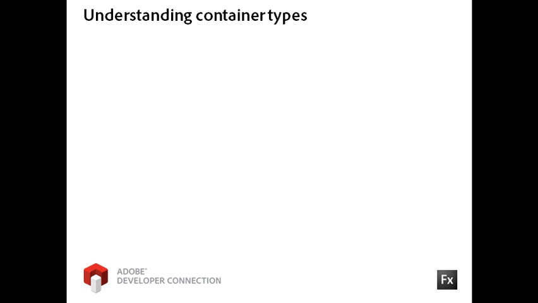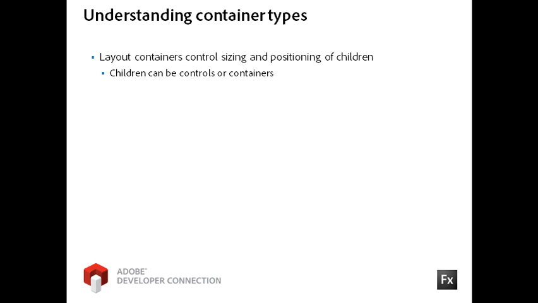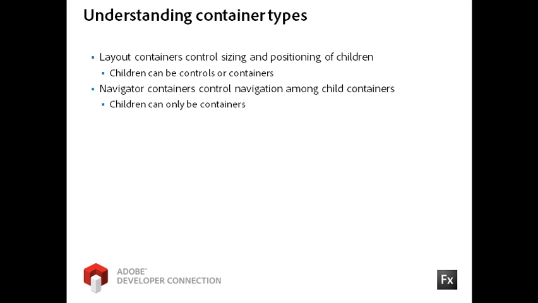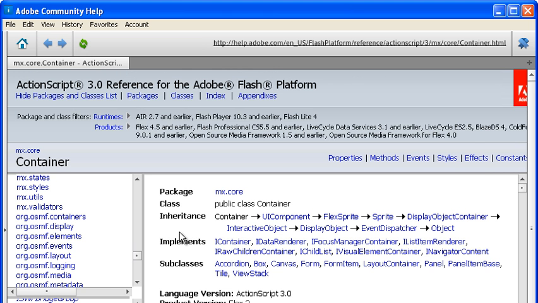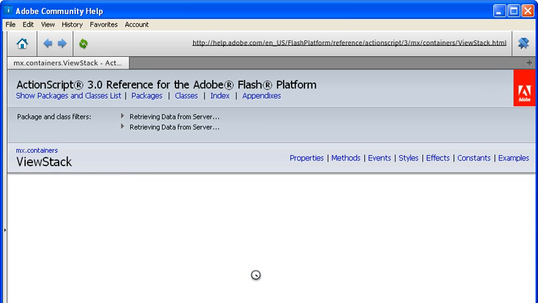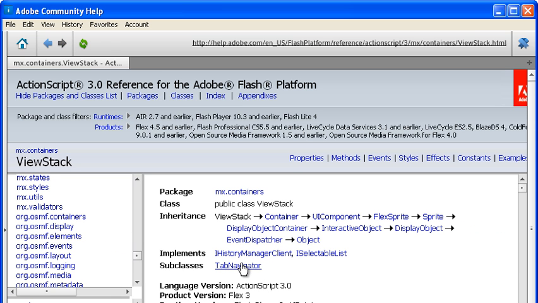There are two types of containers, layout and navigator containers. Layout containers are used to control the sizing and position of their children, which can be controls or other containers. Navigator containers, on the other hand, control the navigation among child containers. Their children can only be containers, not controls. The MX Navigator containers are subclasses of the container class, and they do not currently have Spark equivalents. In this video, you will learn how to use the accordion and ViewStack containers, plus the Tab Navigator container, which is a subclass of the ViewStack container.